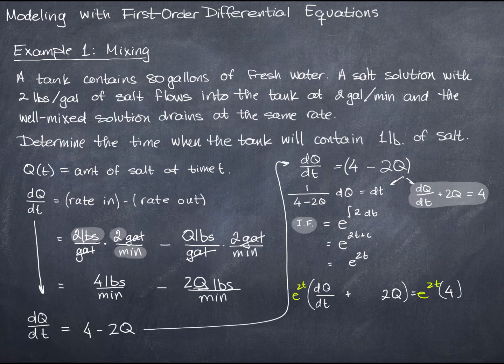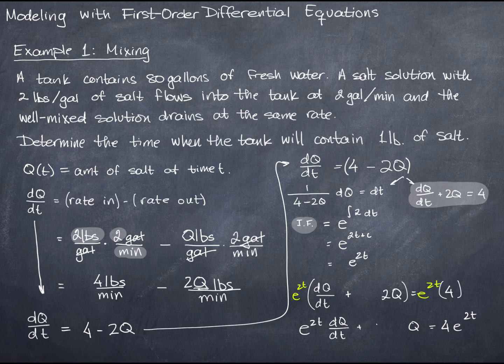But when I do that, I end up with e to the 2t dq dt plus e to the 2t times 2q equals 4e to the 2t. Now on the left-hand side, I have a function times the derivative of the function q plus the function q times the derivative of this other function, 2 times e to the 2t. Let me rewrite this in this order. Maybe that'll make it easier to see.